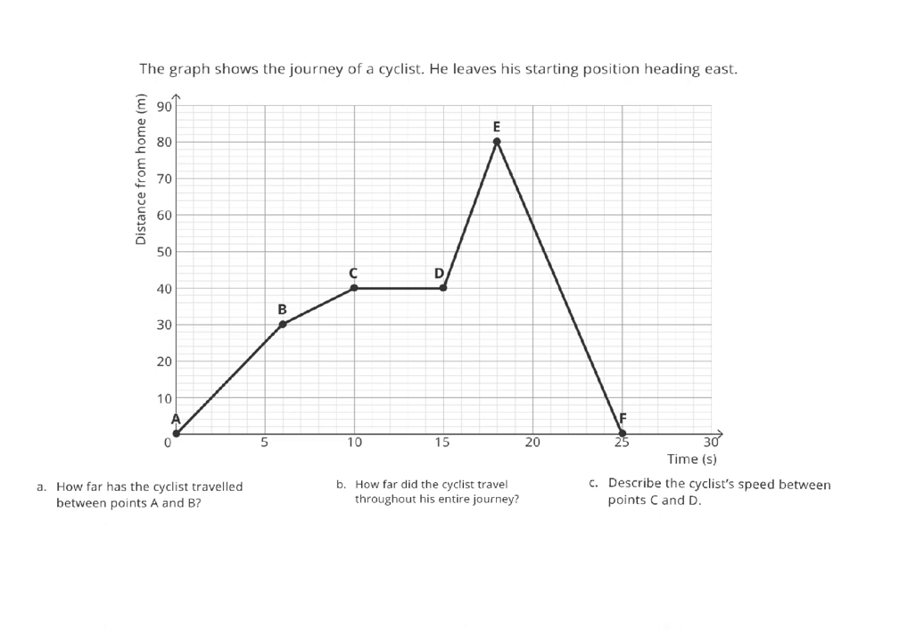Here we have another graph. It says that the graph shows the journey of a cyclist. He leaves his starting position heading east. And on the vertical, we have the distance from home, and on the horizontal, we have the time. Three questions, A, B, and C.